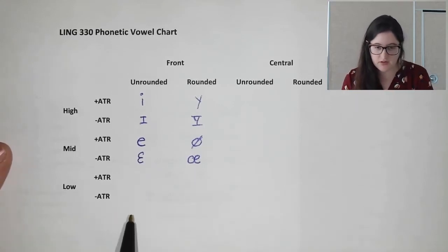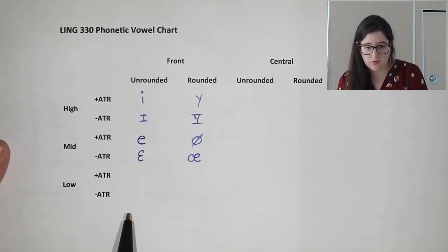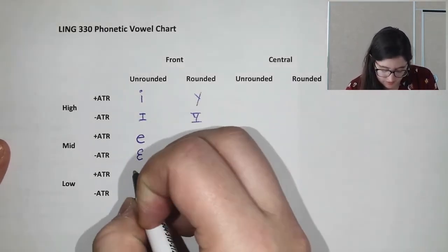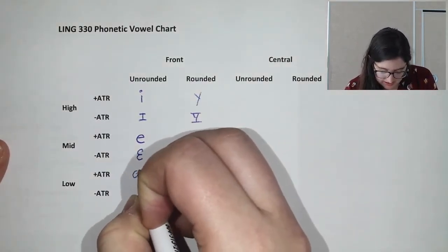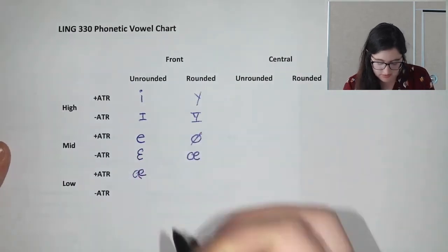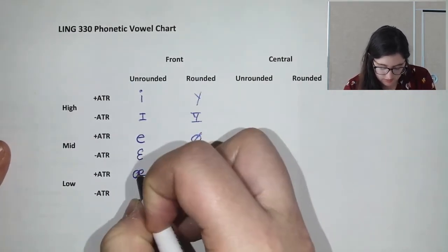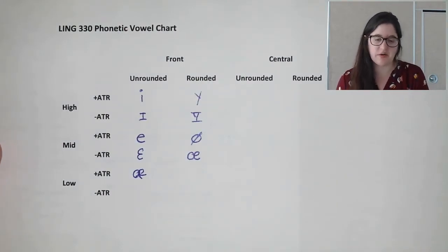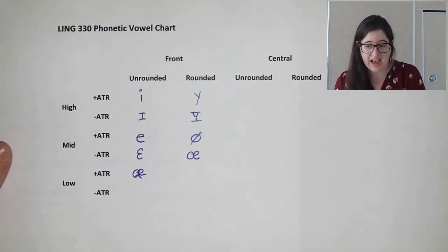Then getting into the low front vowels, we have ah, and this we represent with an A and an E that are kind of connected. I always have trouble drawing this so that it's different from the OE. You can just draw them really close together. They don't have to actually be connected, but that's the vowel ah.